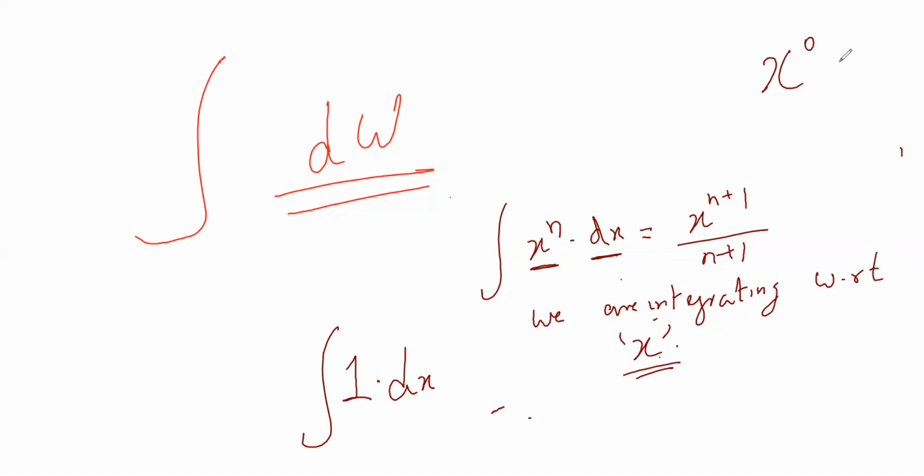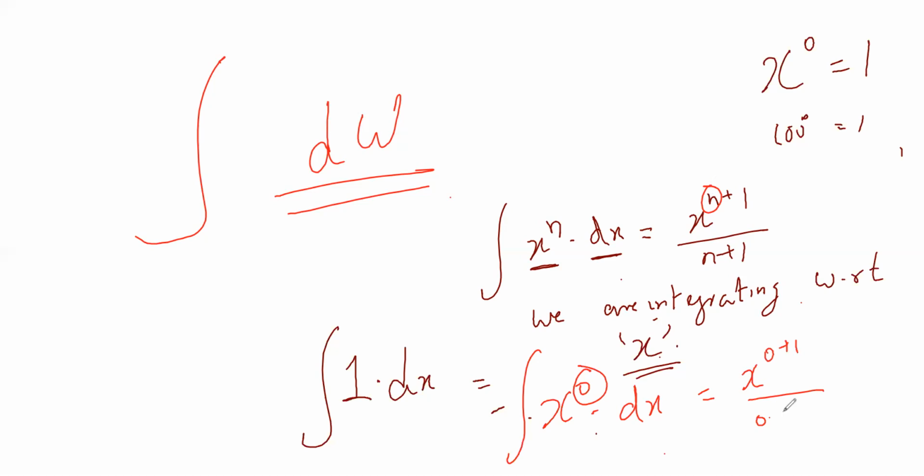Then we have 1 dot dx. Anything to the power 0, x power 0 is what? 1. 100 power 0 is what? 1. I have to only integrate with respect to x. So instead of this 1, I will put x power 0. Integral of x power 0 dx. Now I'll apply this formula. n is 0. x power 0 plus 1 by 0 plus 1. So x power 1 by 1, that is nothing but x, is the answer. So what am I inferring from this? The integral of dx answer is x itself. This is the learning which I want.